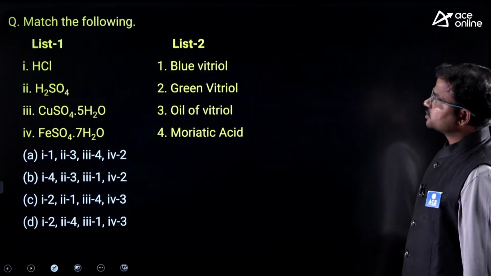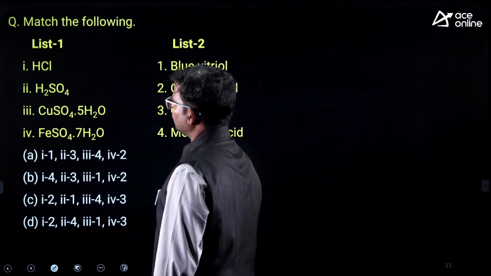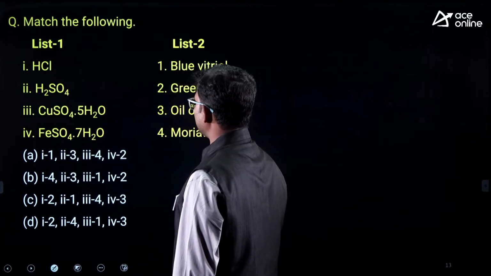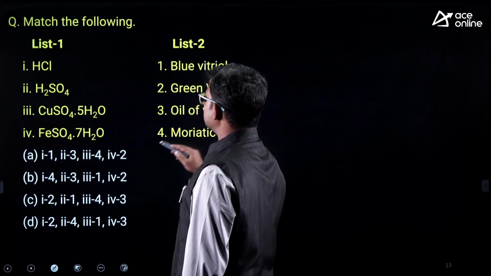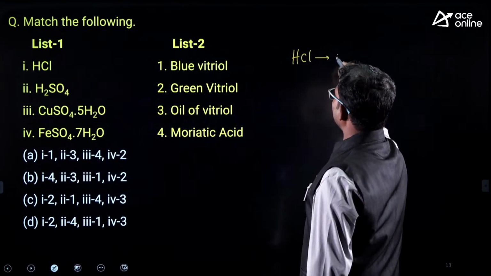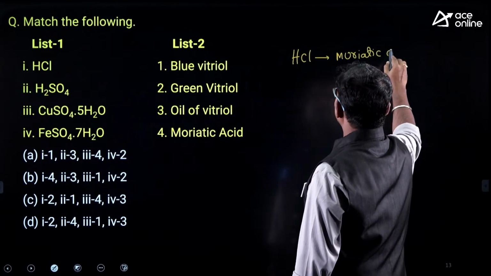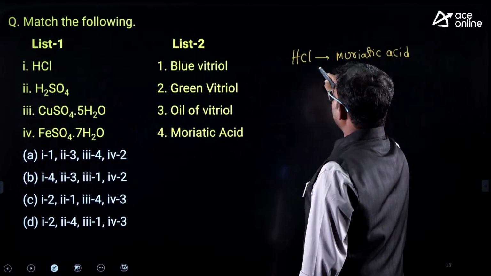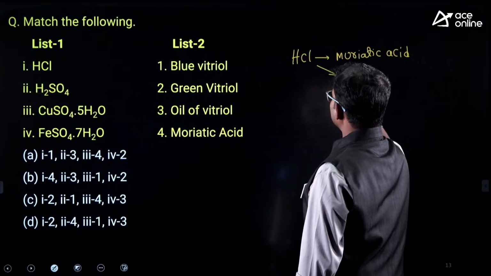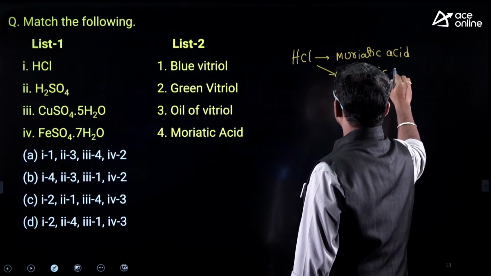Alright, next one, match the following. Here they mention HCl, H2SO4, copper sulfate, iron sulfate. Alright, so HCl is called muriatic acid, or hydrochloric acid. It is also found in gastric juice.